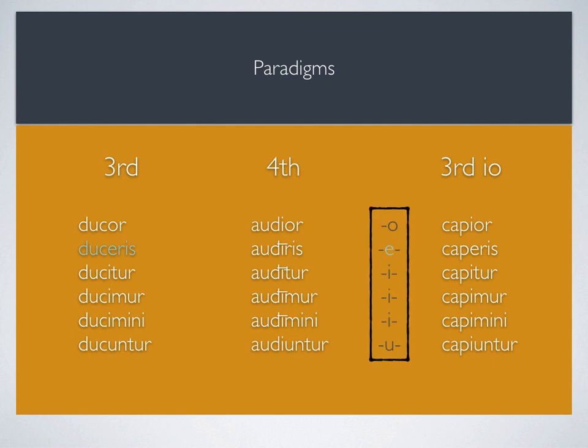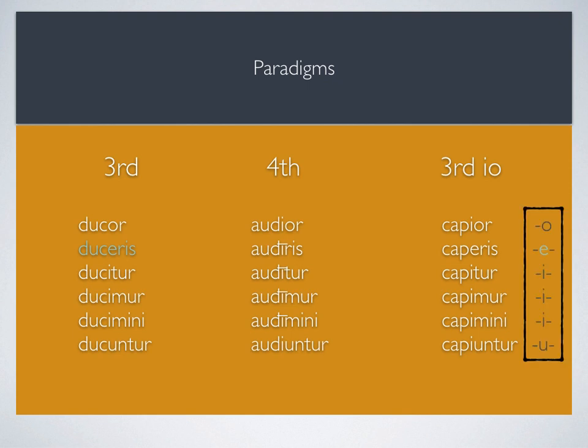Okay, let's move on to fourth conjugation. Now, fourth conjugation looks pretty similar to third conjugation, except for a couple of things. Notice that when we have duceris, second singular, we have audiris. So actually, for fourth conjugation, we don't use any connecting vowels. We just use the I in the stem until we get to the third person plural. We're going to keep that U for the third person plural, so we end up with the form audiuntur instead of audintur.